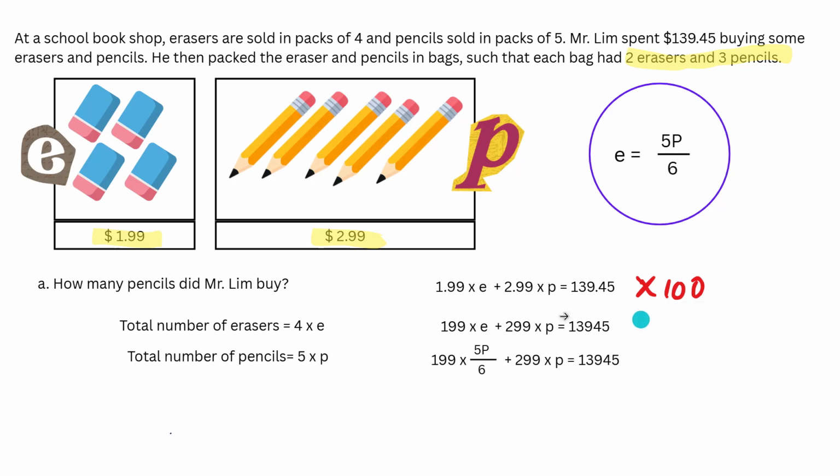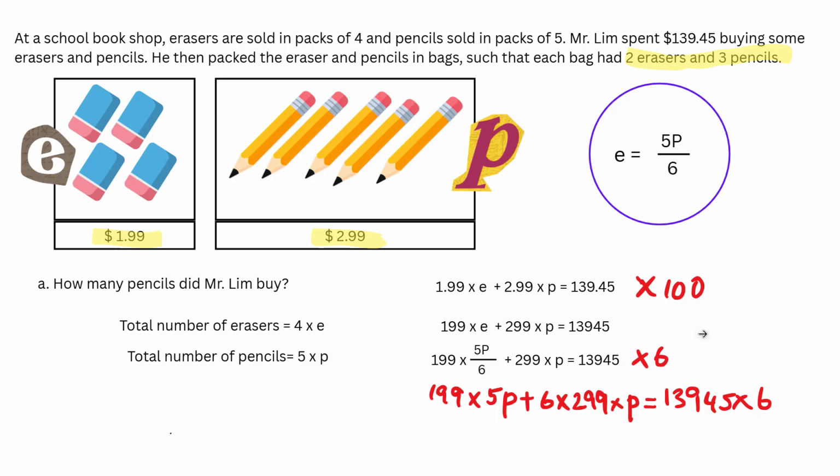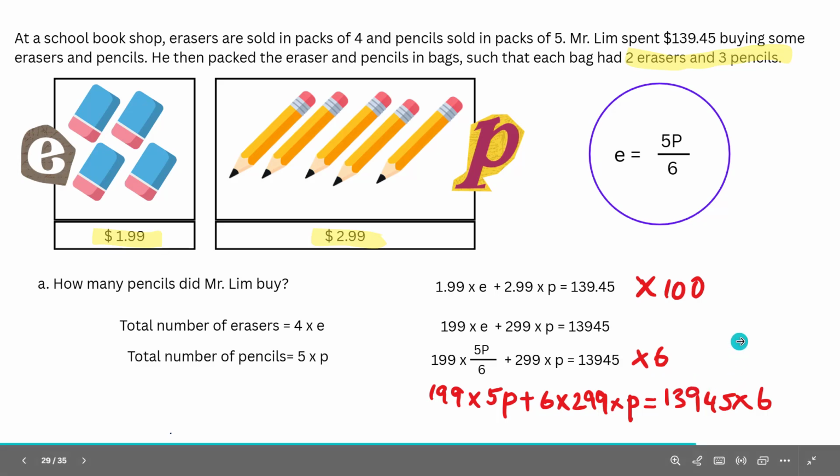So that will be 199 times 5P over 6 plus 299 times P, which is equal to 13945. Now there is a fraction here, and I don't want fractions because that makes things difficult. So how do I remove this fraction? Easier way, multiply everything by 6. When you multiply the first component by 6, the 6 and 6 get cancelled. You multiply the other component by 6 too. So that gives 199 times 5P, plus 6 times 299 times P, is equal to 6 times 13945 on the right hand side.